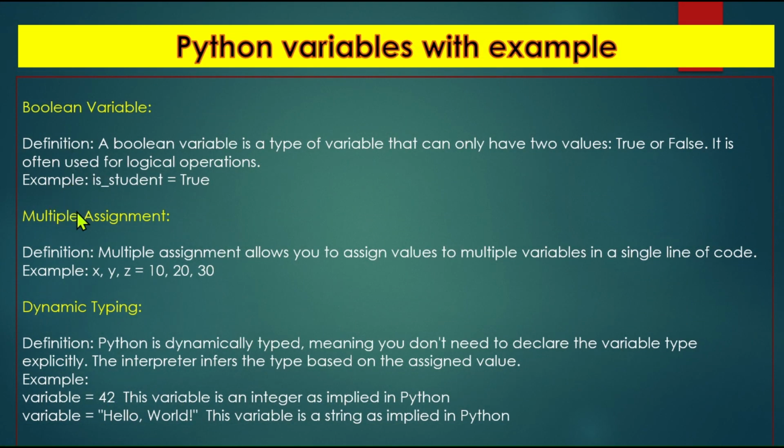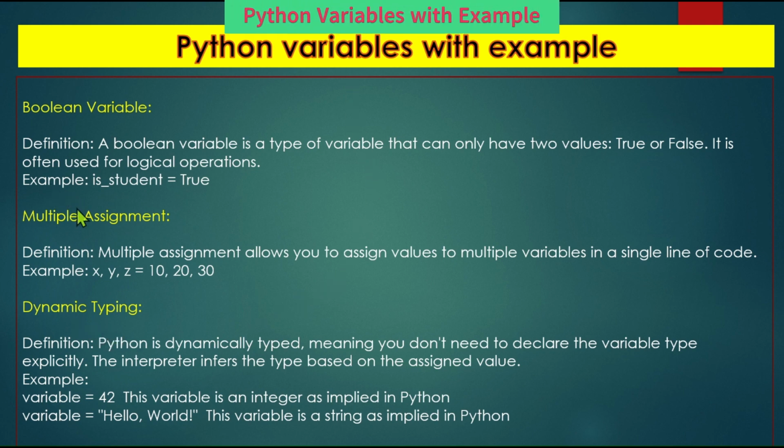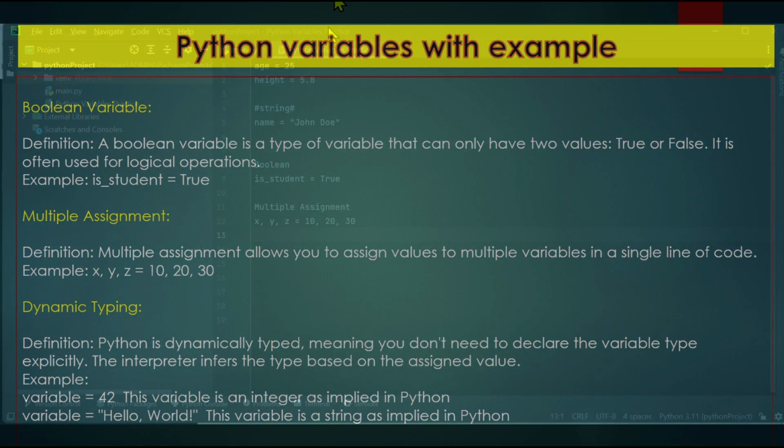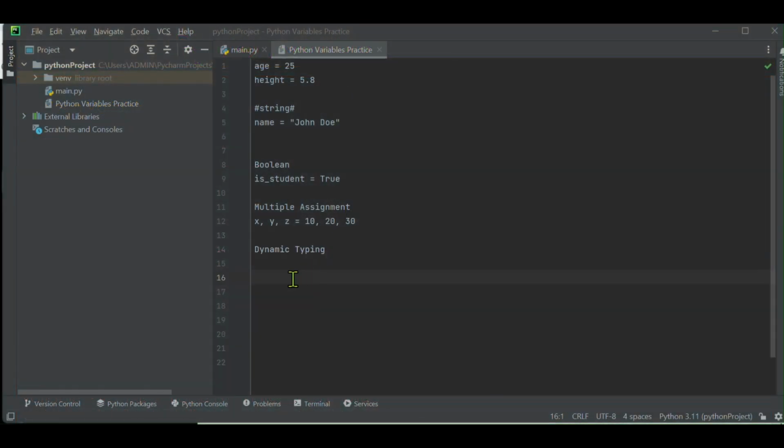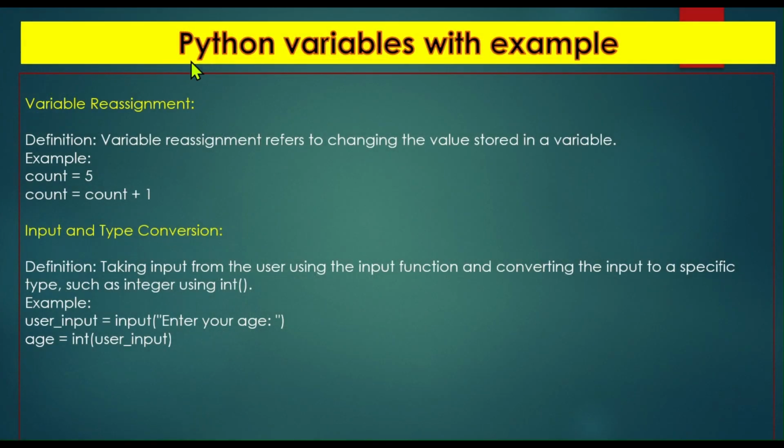Dynamic typing. Definition: Python is dynamically typed, meaning you don't need to declare the variable type explicitly. The interpreter infers the type based on the assigned value. Example: variable = 42. This variable is an integer as implied in Python. variable = "Hello, world". This variable is a string as implied in Python.